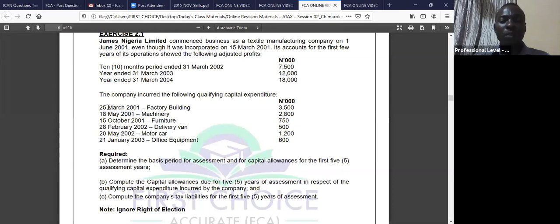Even if they wrote March and May, just come by the side, put a bracket and write deemed June 1, 2001. So it is deemed to have been purchased on June 1, 2001.